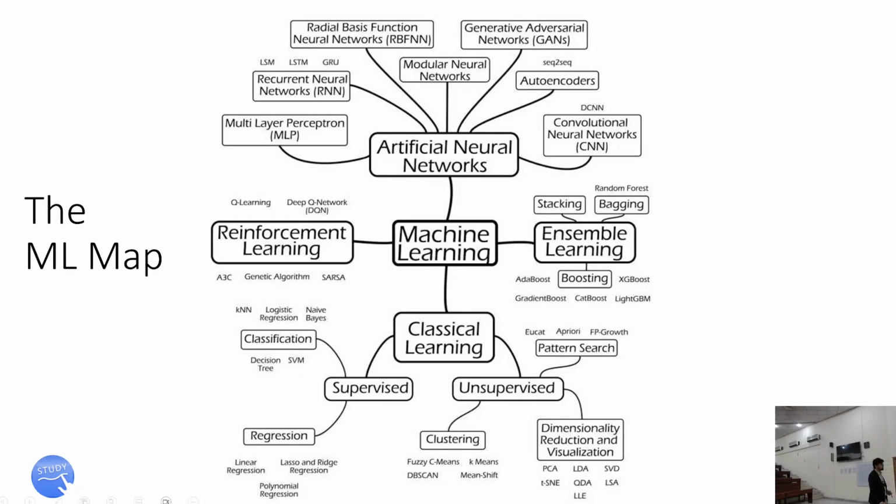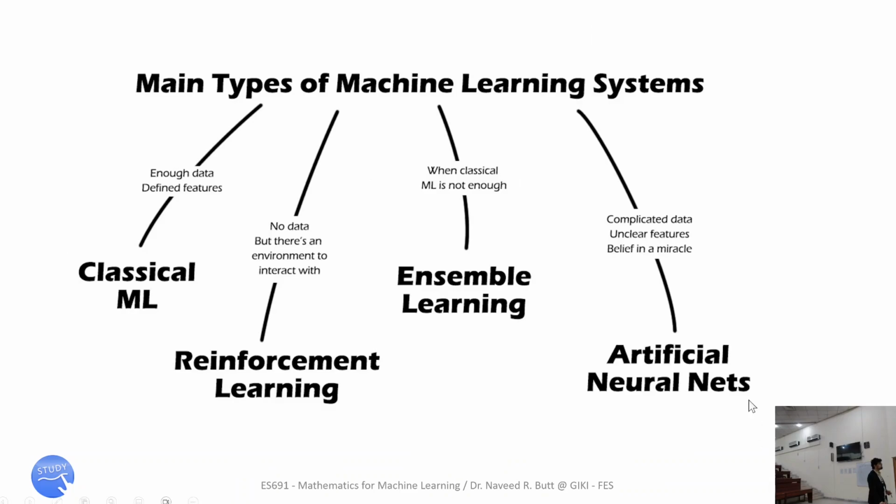Let us see quickly a broad idea of classical ML. If you have enough data and the features are defined clearly, then just go for classical ML. If you have complicated data and unclear features, just written jokingly, belief in a miracle, try neural network.